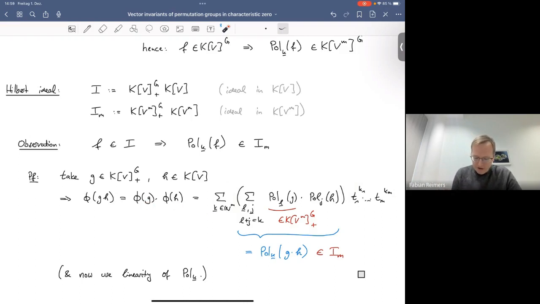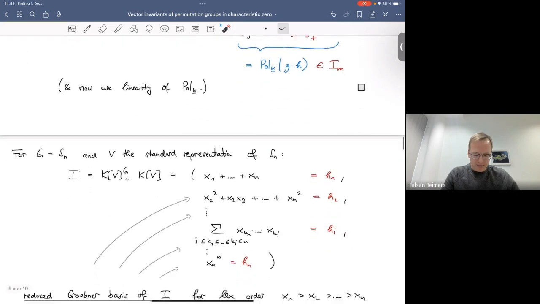And now if g is an invariant of positive degree, then this will be an invariant, and here is some polynomial. So overall, this coefficient here will be in the Hilbert ideal for the vector invariant case. So if we take a homogeneous invariant of positive degree times a polynomial, then the polarization will be in the Hilbert ideal for the vector invariants. And since the polarization map is linear, this is enough to show this result, this lemma here.